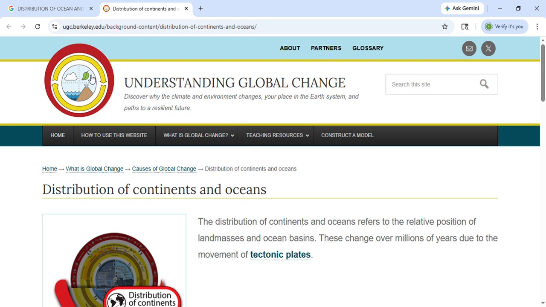So the first question, if the panel asks what was the fundamental premise of Alfred Wegener's continental drift theory? So we can answer like this.